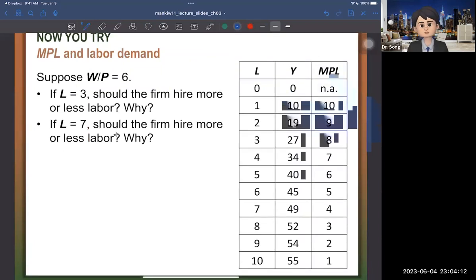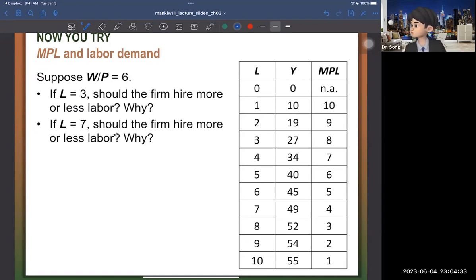All right, and here's another example. Suppose W over P, how do you call it? Real wage. You have nominal wage and you have the price, but wage over price we call the real wage. You can think that this one is 6 cups of coffee. And if you have 3 workers, should the firm hire more or less labor? So basically you need to compare the benefit and cost. Here, W over P, 6, that is a cost that you need to pay. And then the MPL is a benefit, okay?